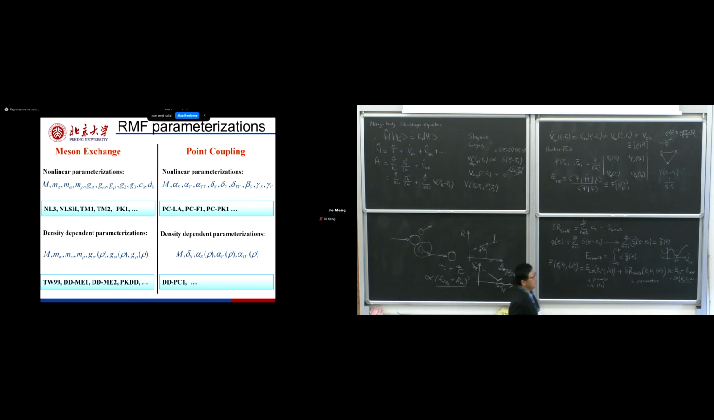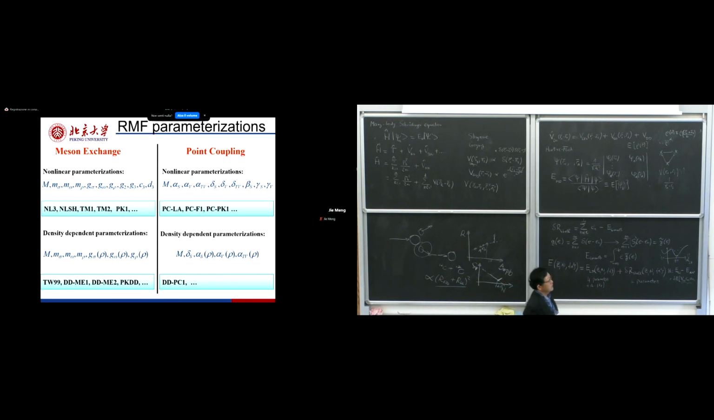And then for the point coupling part, again, we have the nonlinear parameterization, that is the nucleon mass, and then the coefficients for the scalar density, vector density, and all kinds of these coefficients are here. And again, we can also put this nonlinear high order term into a density dependent part. Then we have all kinds of parameters here. Okay, just 1 minute. So you see, in principle, all of this should be fitted with all the nuclear properties.